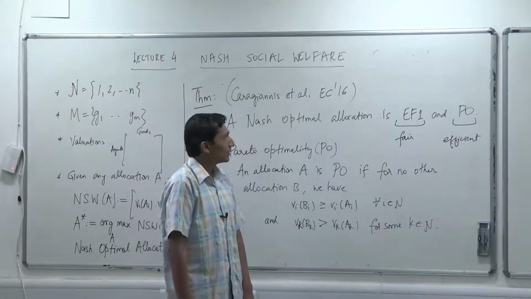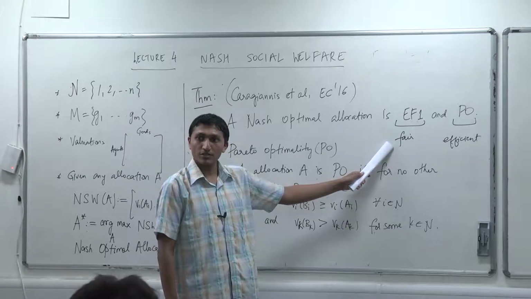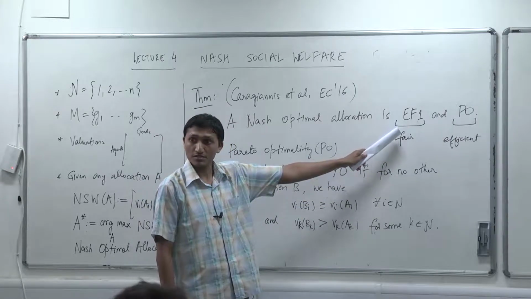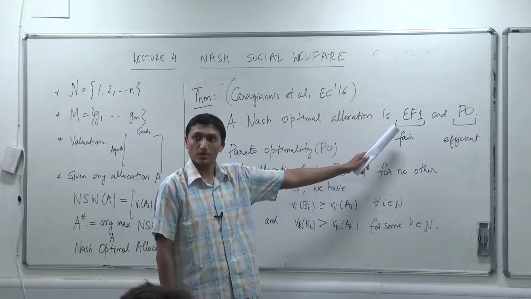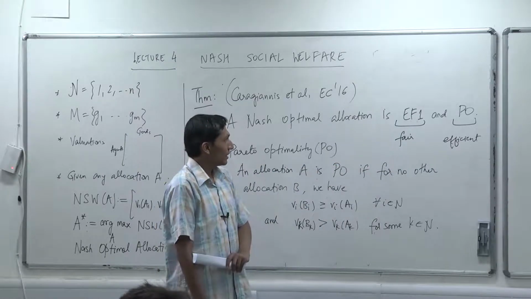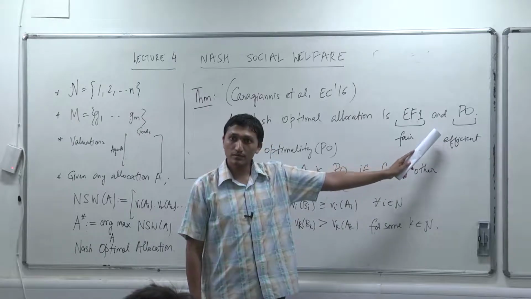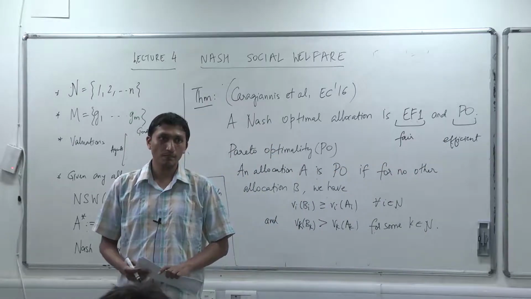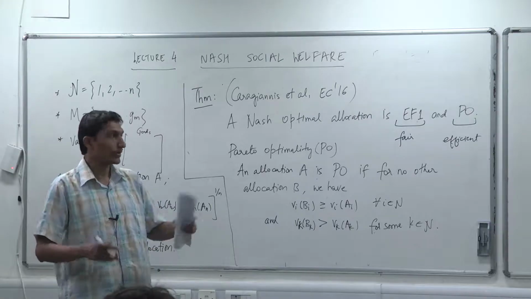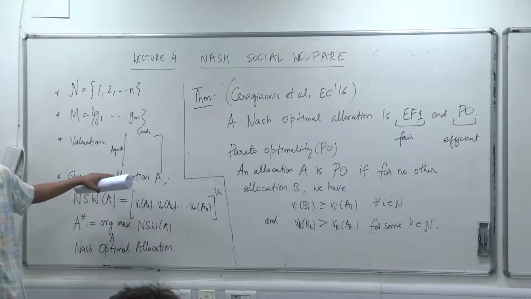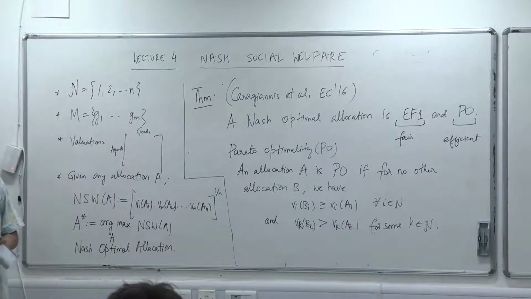Now, we know that a fair allocation always exists in this sense. We saw two algorithms for finding such an allocation yesterday. Can someone give me an example of a Pareto optimal allocation? So I give you any instance like this. I claim that there exists a trivial Pareto optimal allocation, a very, very simple one.